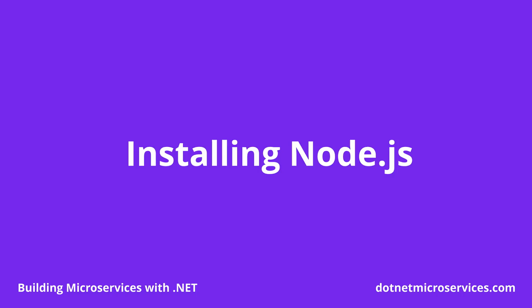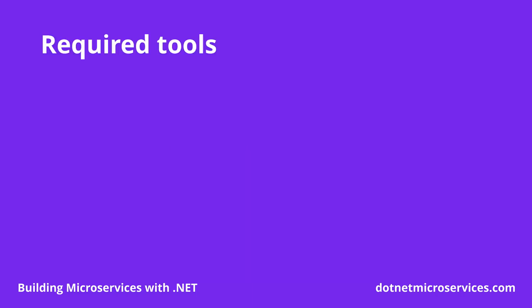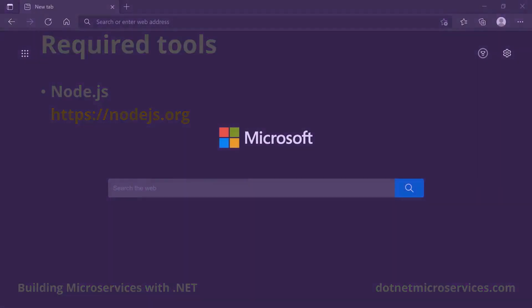In this lesson, you will install Node.js, which is a JavaScript runtime that will host the front-end portal, and that also includes npm, the package manager that provides all the dependencies required by the portal. The only additional tool required to build and launch the front-end portal is Node.js, which you can get in the nodejs.org website. Let's see how to install Node.js and verify the installation afterwards.